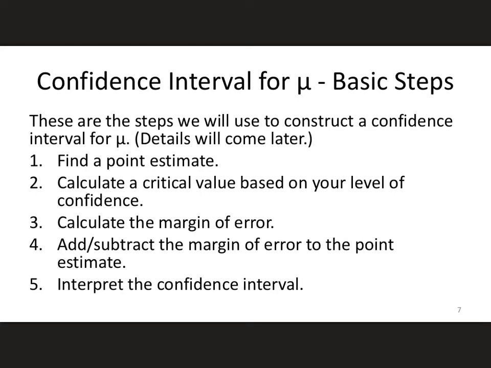So to find a confidence interval for mu, we will have some steps to consider, and there's going to be more details as we move forward. The first thing you're going to do is find your point estimate. Then you're going to calculate the critical value based on your level of confidence, calculate the margin of error, add and subtract the margin of error to the point estimate, and then interpret the confidence interval.